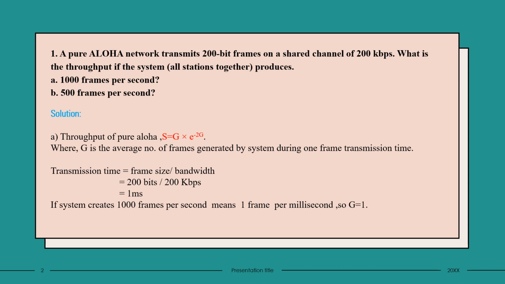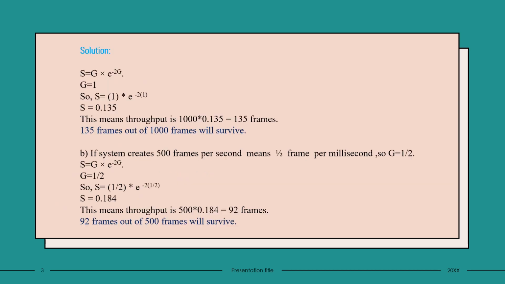Now you have a value of G. You can substitute it in the throughput of pure Aloha formula and find out S. I hope you understood. So G is 1. Just substitute the value of G in the formula. S is equal to 1 into e to the power of minus 2. The value of S would be 0.135.